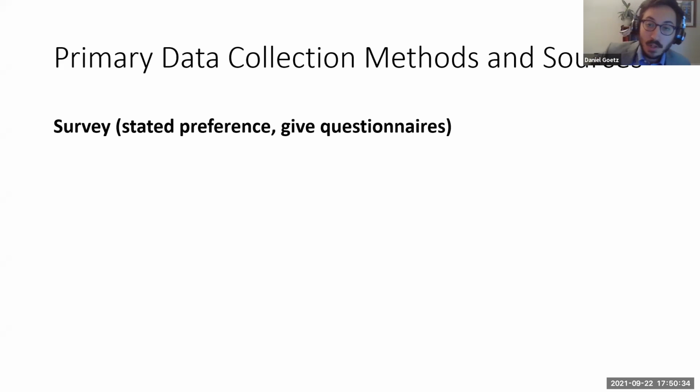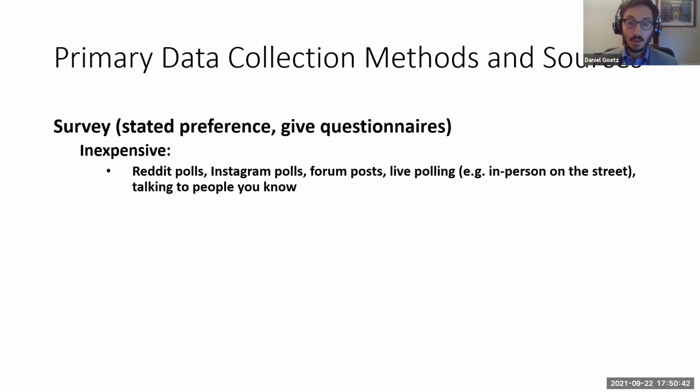So when you do primary data collection, maybe you're running a survey. There's inexpensive ways to do that, right? You could do a poll on a popular website like Reddit, on a popular app like Instagram. You can do forum posts. You can do live polling, just talking to people you know. I don't know if TikTok has a polling feature. Maybe someone who knows can write in chat, but you can do very cheap things. Yes, it does. Okay, perfect.